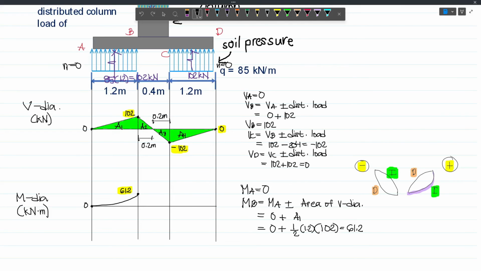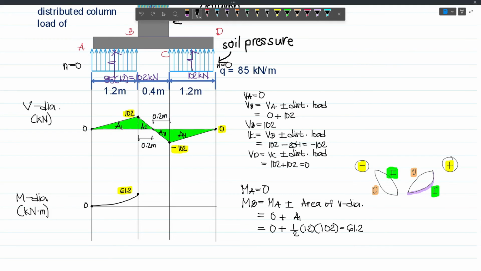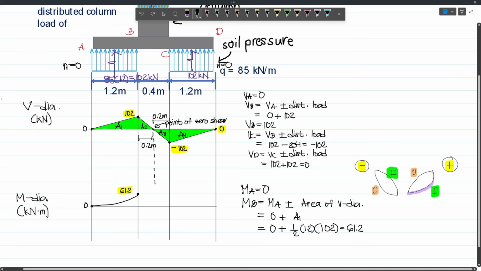Yan. And then diba, at this point, which is between B and C, there is a point of 0 shear. And so diba, what will occur dyan is the maximum moment. So let's just write here, this is the point of 0 shear. And so dyan mag-occur yung maximum moment. And so let's project a line from that one. So let's say ito. Yan. And then this is actually the maximum moment.